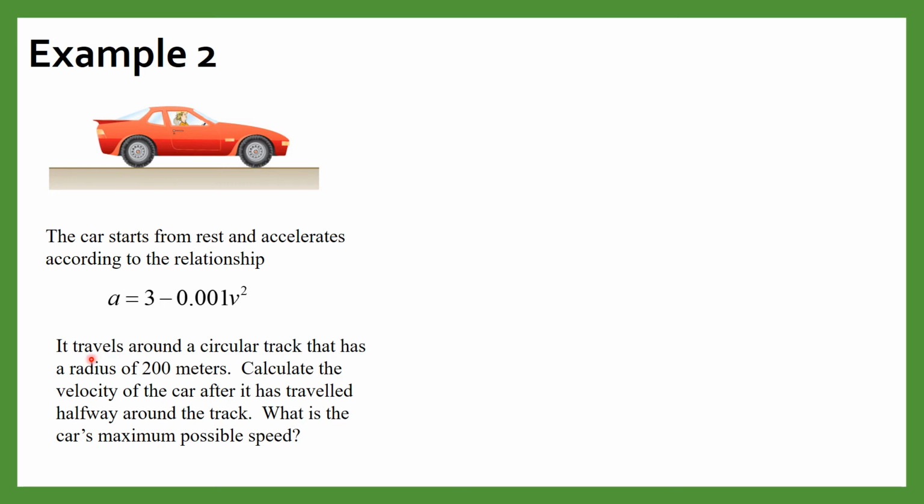Now this car travels around a circular track, and the radius of the track is 200 meter. Now what we need to calculate? We need to calculate the velocity of the car after it has traveled halfway around the track. And what is the car's maximum possible speed? Okay, so let us solve this problem.